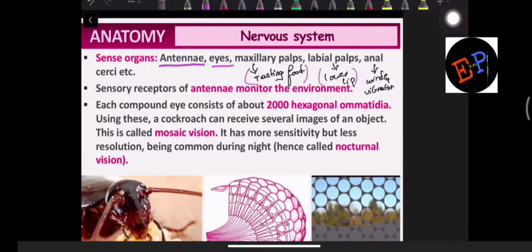So the labial palp is nothing but the lower lip. Already we studied that the head of the cockroach is made up of 6 different parts, no? So out of this, the labial part is also one part. Clear, no? Next, anal cerci, etc.